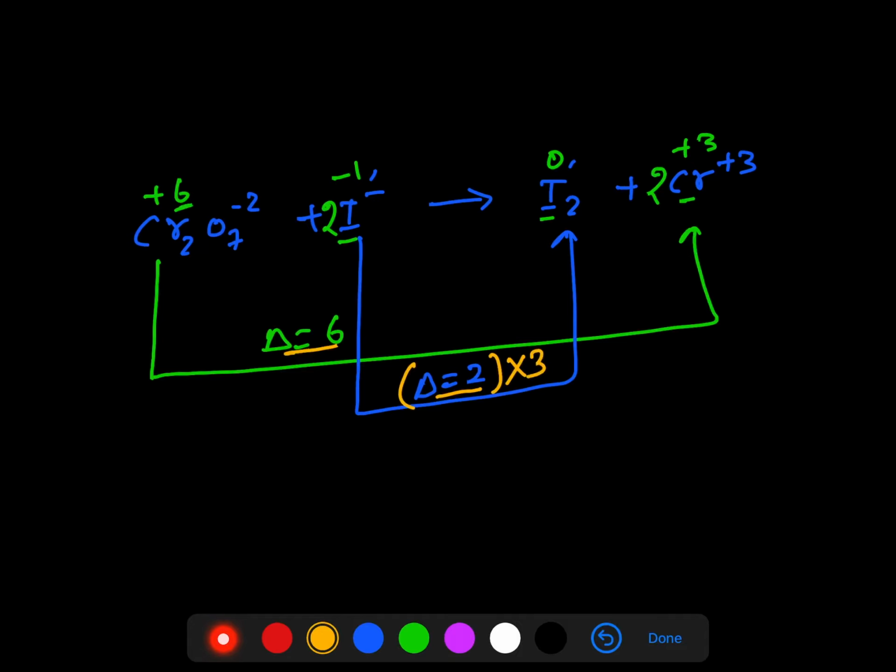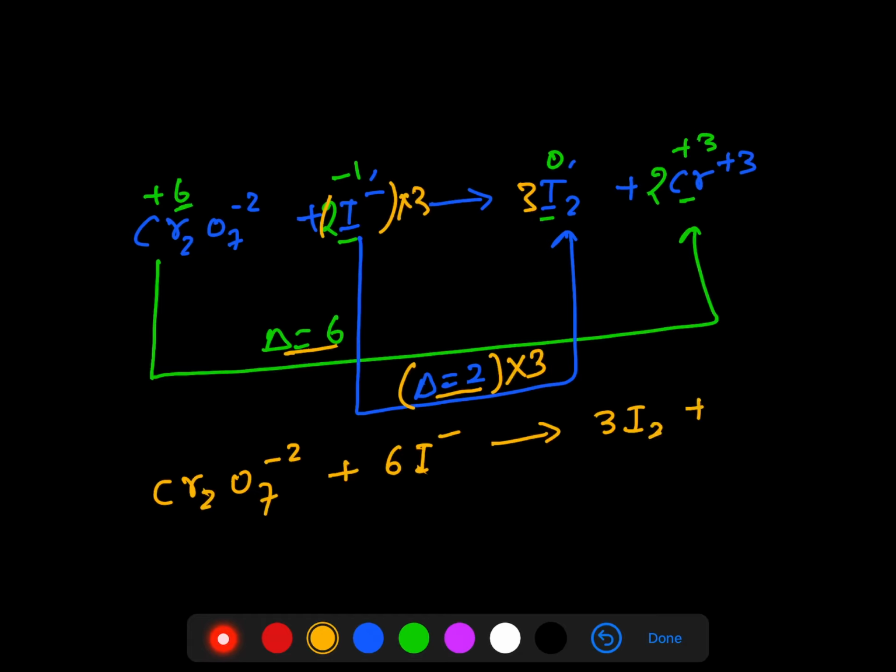If we multiply it by 3, the changes will become equal. So this has to be multiplied by 3, and in the same way this also has to be multiplied by 3. So we get Cr2O7^2- plus 6I- gives us 3I2 plus 2Cr^3+.